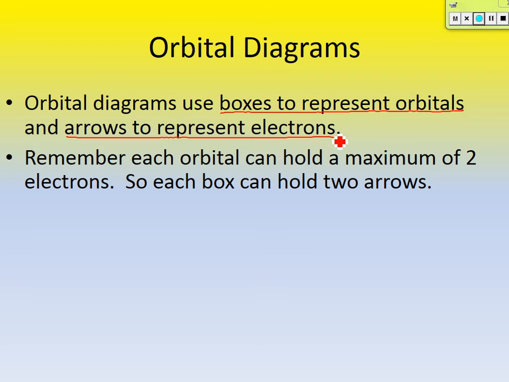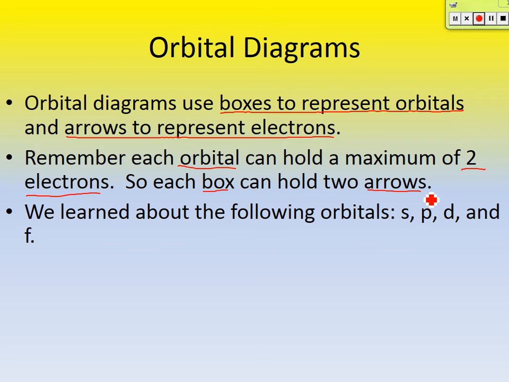Remember, each orbital can hold how many electrons? Each orbital can hold a maximum of 2 electrons. So there's 2 electrons in an orbital. So each box can hold 2 arrows. Remember, a box is an orbital and an arrow are electrons. So 2 arrows in one box.